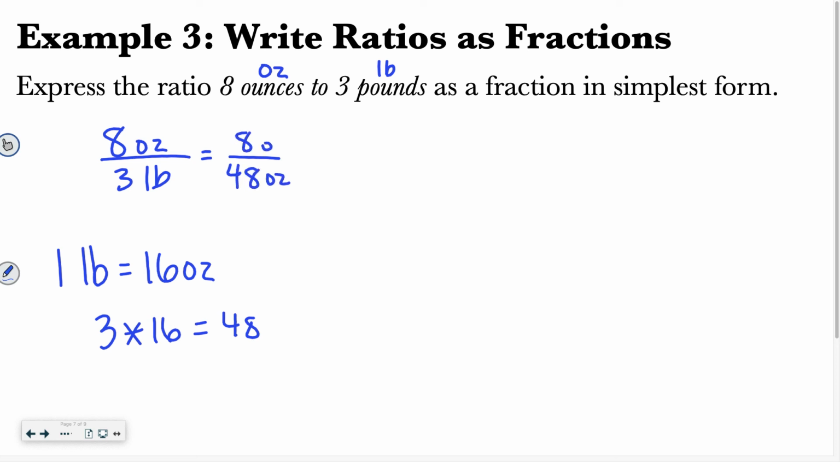On the top, I have 8 ounces. Now that my units match, I have ounces on top and bottom. I'm going to simplify. 8 goes into itself once, and 48 six times. So my fraction is 1 over 6, and that is simplest form.